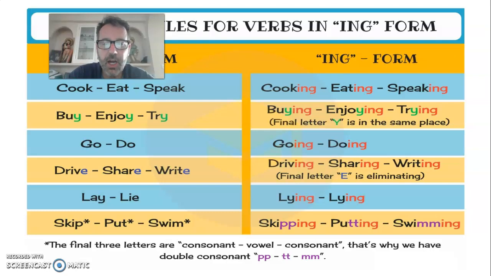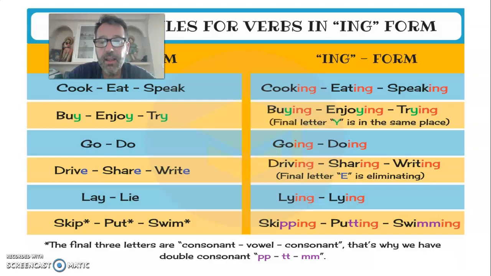Drive, share, write. Here we have to eliminate the E, because imagine driving, sounds really weird to me. Sharing, writing. There's that E right there, so that's why we eliminated it. Driving, sharing, writing.